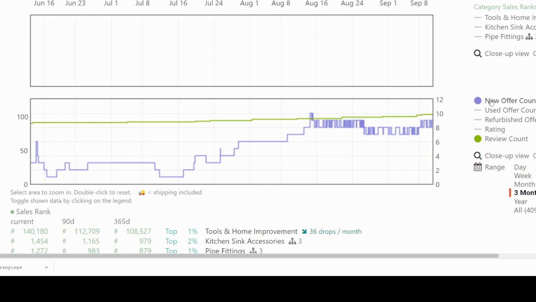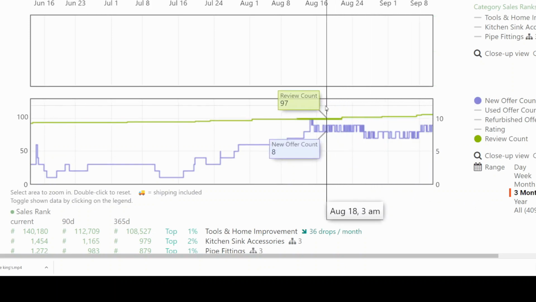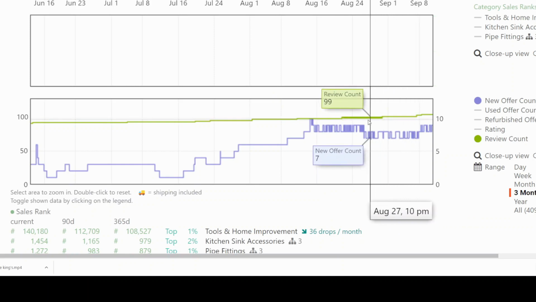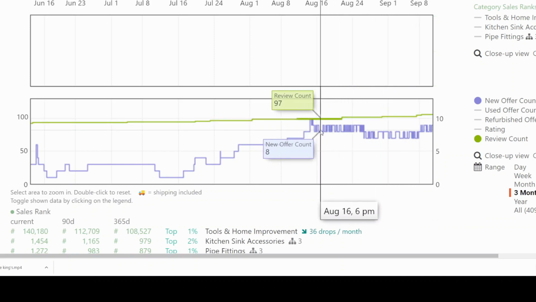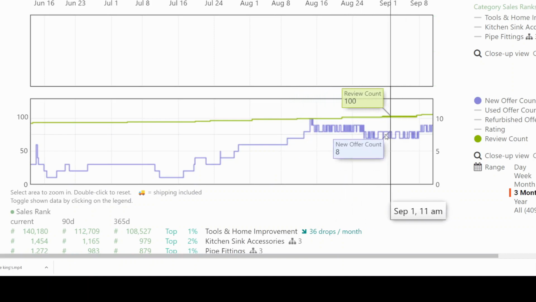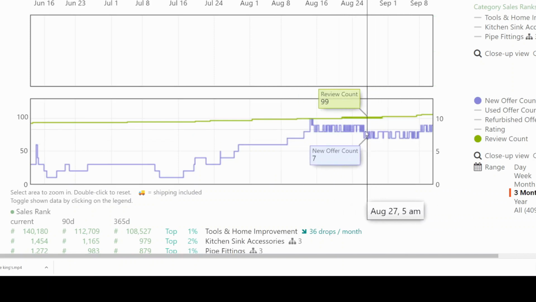So I'm turning on the new offer count, and this is just for the new offers, whether it be FBM, FBA, or Amazon. And you can see how they go up and down. And this is just bizarre right here. This is not normal for them to go up and down, up and down, as much as they are in this short amount of time.